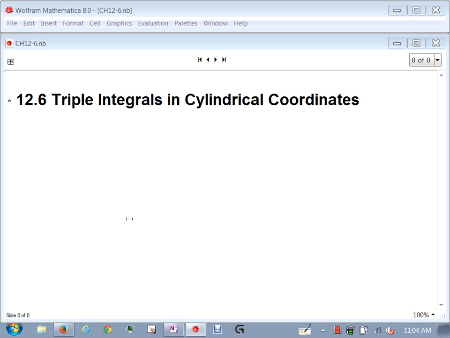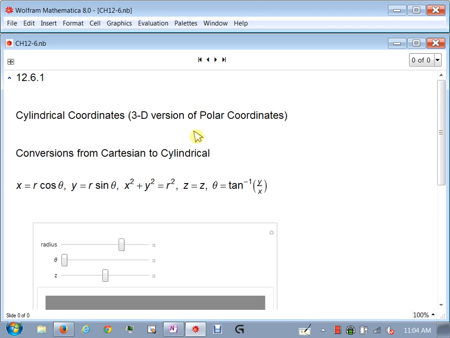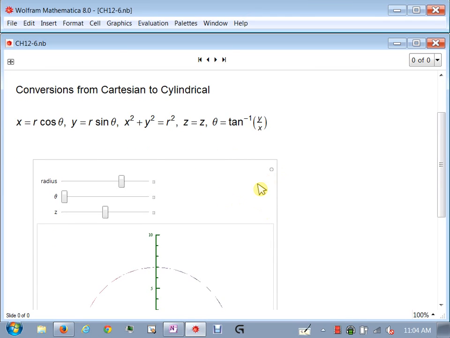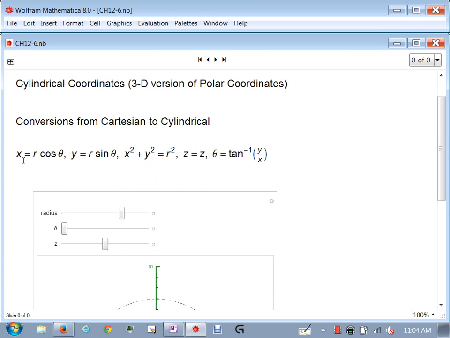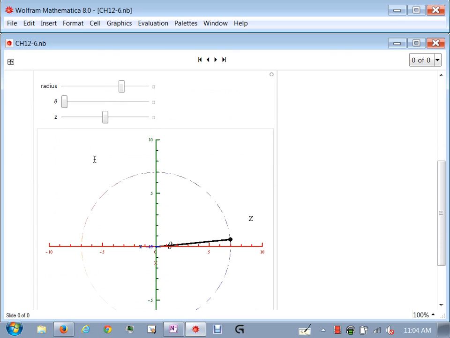So you'll remember, hopefully, from polar, cylindrical coordinates is basically a three-dimensional version of polar coordinates. That's all it is. You remember in polar coordinates, what we did is we converted our x-coordinate to r cosine theta, the y-coordinate to r sine theta. Remember that? And this is what it looked like.